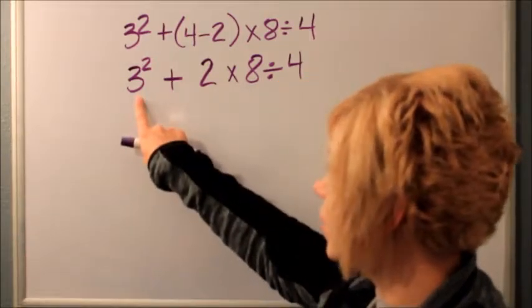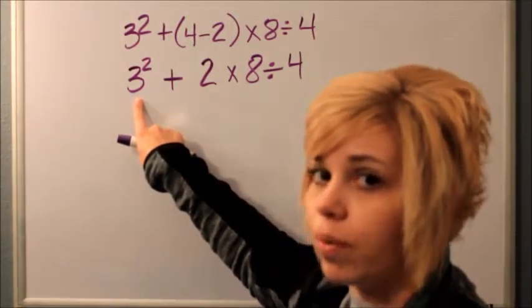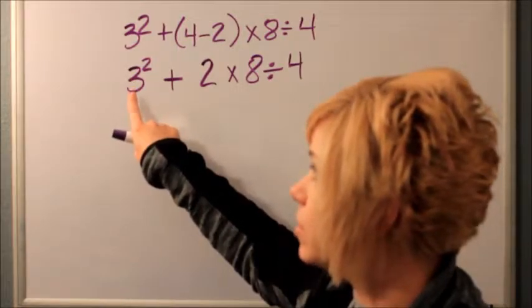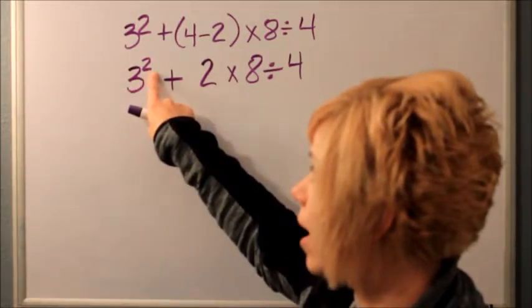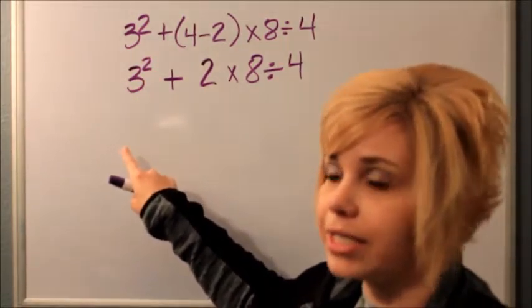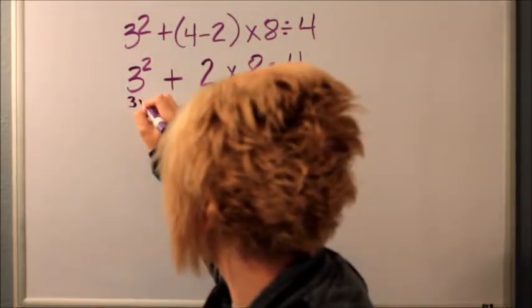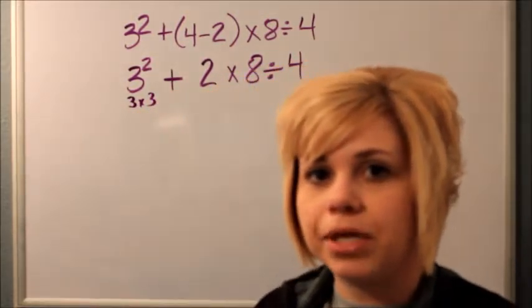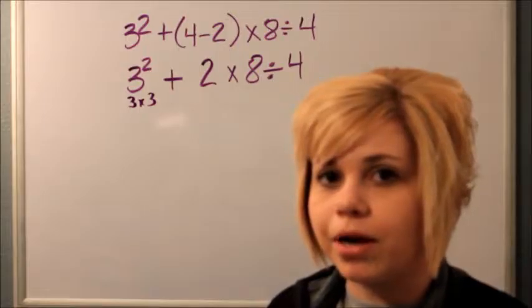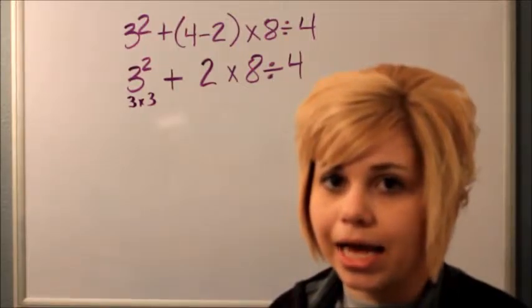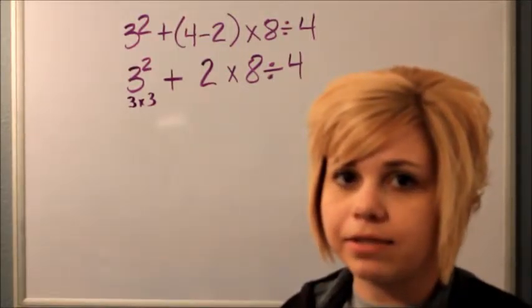We do have an exponent here with 3 to the second power. What we're going to be doing is taking 3 times 3. The base is 3 and the power is 2, so that's why we take 3 times itself. 3 times 3 is 9, so now that we've evaluated our exponent, we write down 9 and go ahead and rewrite the rest of the problem.